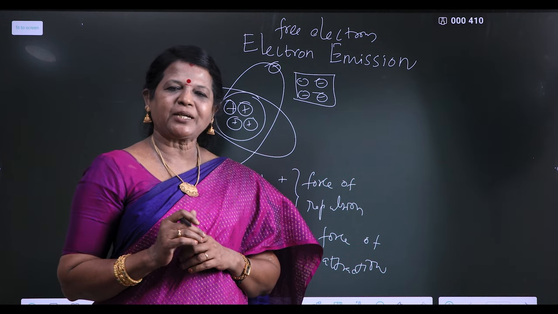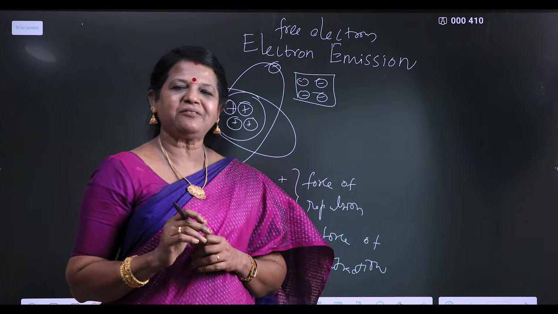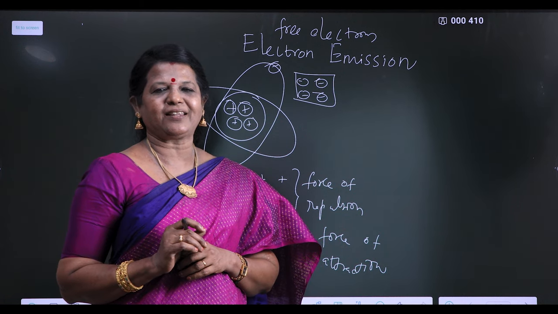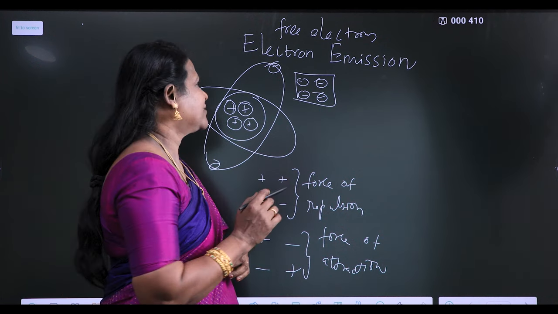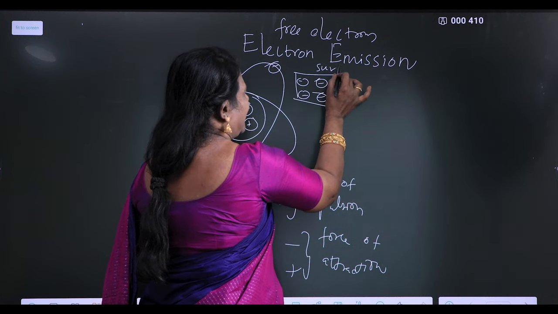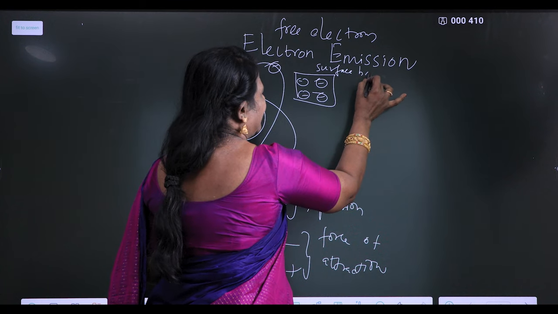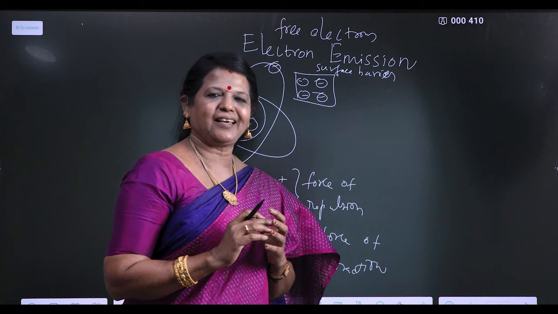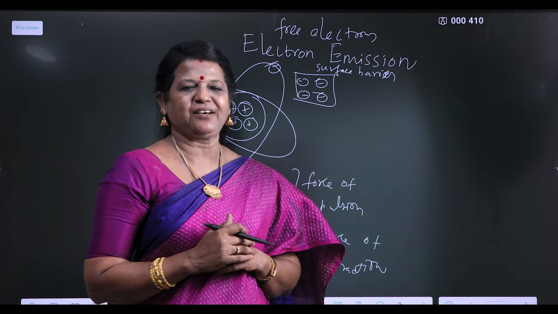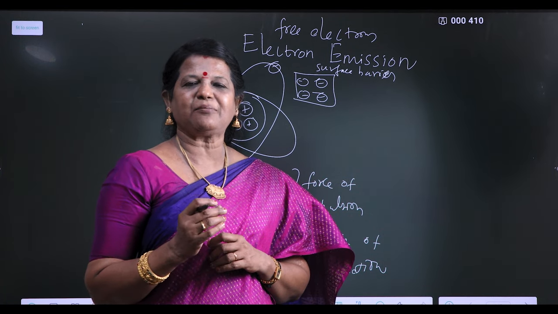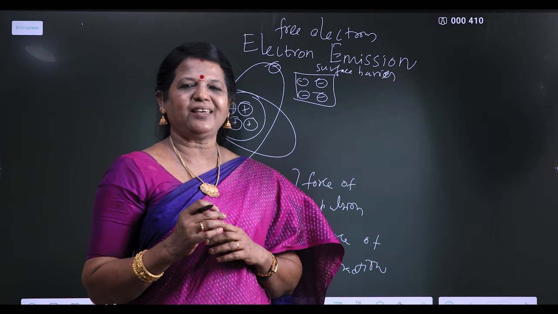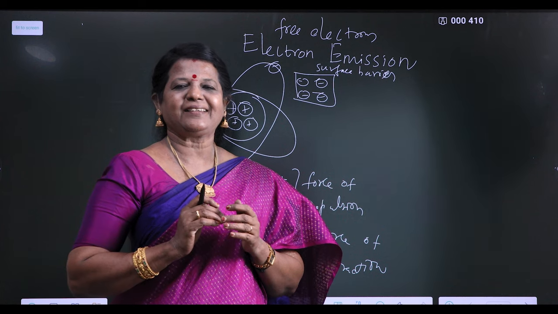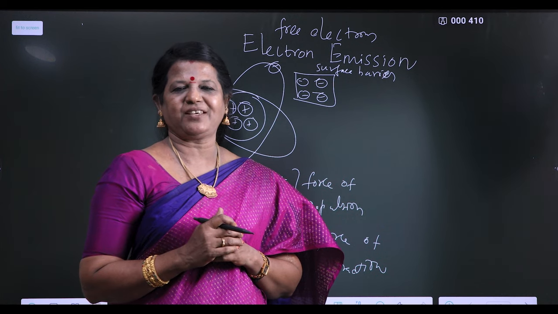The potential barrier which prevents the free electrons from leaving the metallic surface is called the surface barrier. When the electrons have an energy which just crosses the surface barrier, they can cross the surface. Free electrons have some kinetic energy, so they move here and there. Then at one particular potential barrier, they can cross the surface barrier.